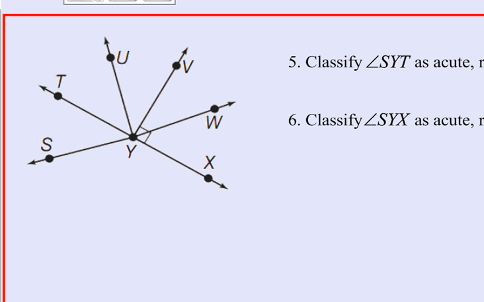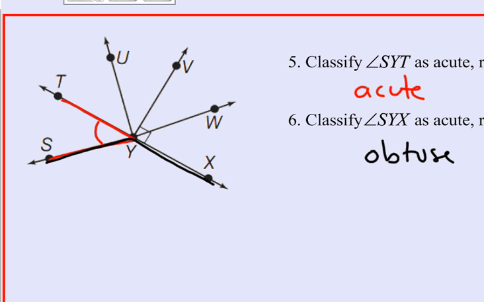So if we take a look, this is a whole bunch of angles all mixed into one thing. Classify SYT as acute, right, or obtuse. Well, if I look at SYT, that to me does not jump out as even close to 90 or anywhere near it, so I'm going to go with acute. Classify SYX as acute, right, or obtuse. Well, if I look at SYX, that is clearly bigger than 90, but I can't tell anything else about it. So obtuse is the best definition there.